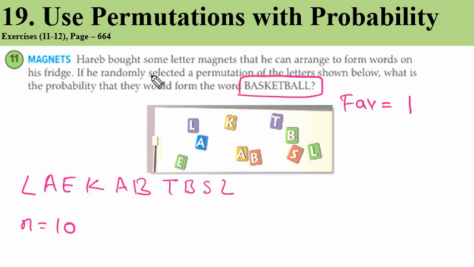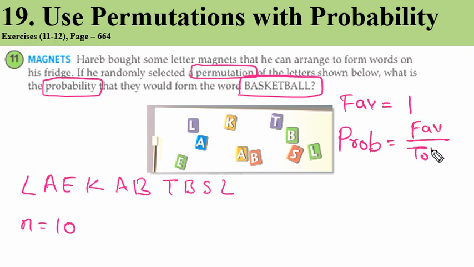Now you have to use permutation and find the probability. What is the formula for probability? The probability is equal to favorable divided by the total number of ways to arrange these letters. How do we find the total number of ways? First count how many letters. You have 10 letters, so you can arrange them in 10 factorial ways.